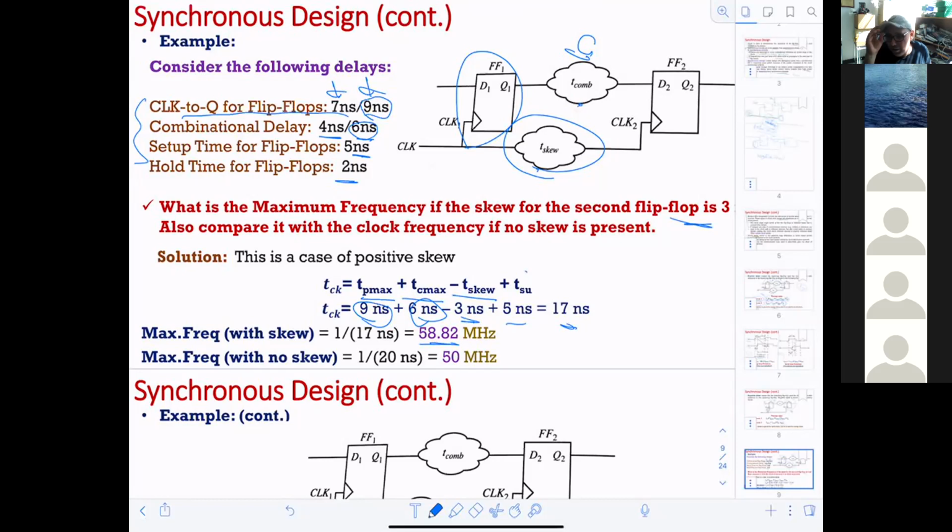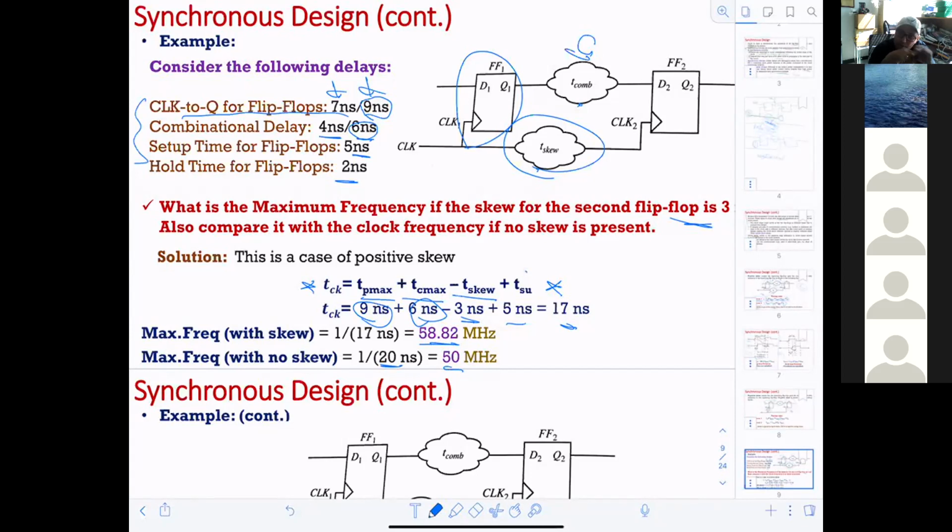Which is actually proving that the setup time for the positive edge of the clock will be improved, while the hold time will be what? It will be getting worse, actually. Of course, this equation we learned from the first lecture; you can remove the skew from it. Then you calculate again, it will be 1 over 20, which is 50 megahertz. So with a skew in a positive edge form, we came to about 58.82 megahertz, while without the skew we held back a little bit and shifted to 50 megahertz.